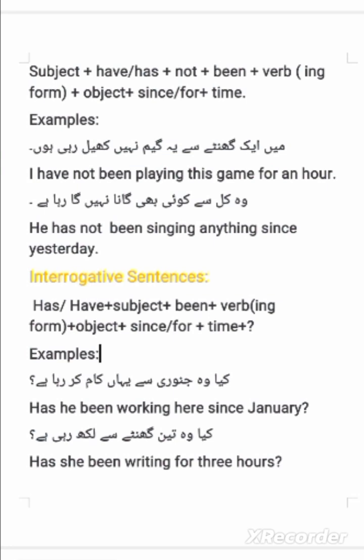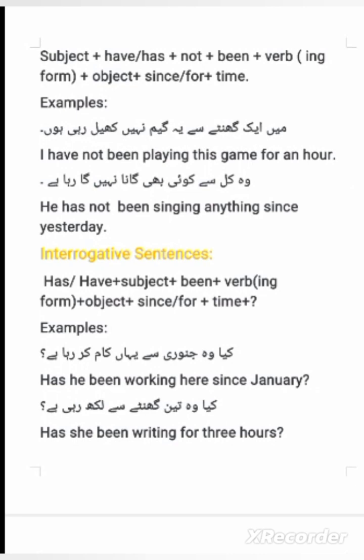क्या वो जनवरी से यहाँ काम कर रहा है? So keep the formula in your mind. Okay, we have to put helping verbs at the start of the sentence. Has he been working here since January, right? So we use since here. Why? Because here is a specification of month, right? क्या वो 3 घंटे से लिख रही है? Has she been writing for 3 hours?